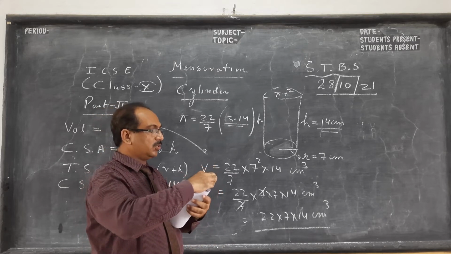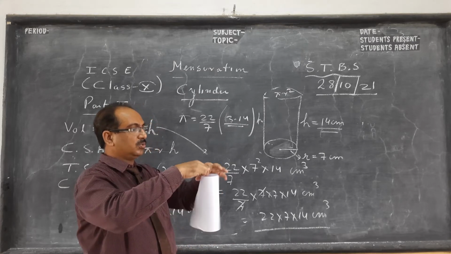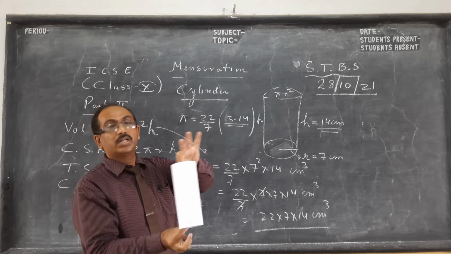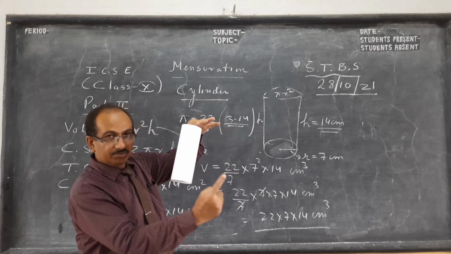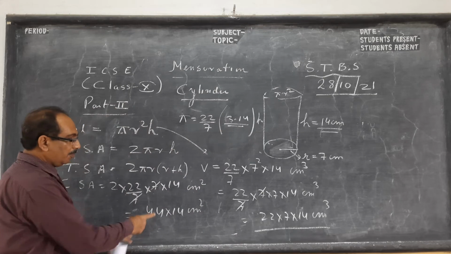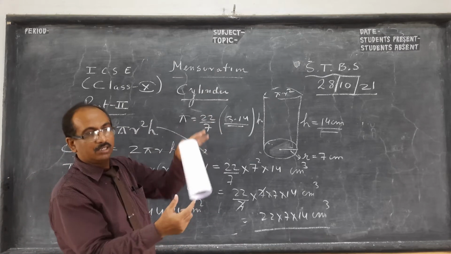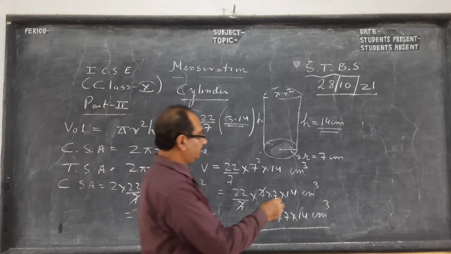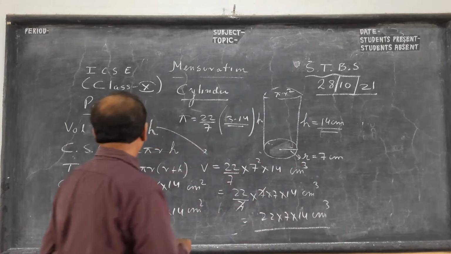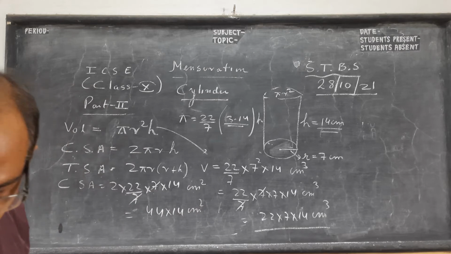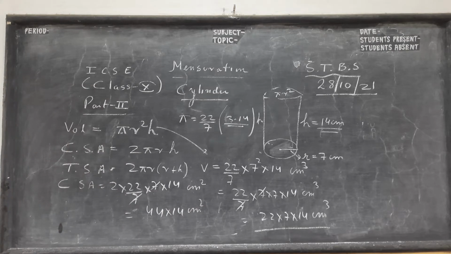Okay, now we will see total surface area. So total, what we will do, children? This curved surface area plus 2 pi r square. Okay, so finally we have here, so you can pause the video and copy, then we will go to the total surface area.